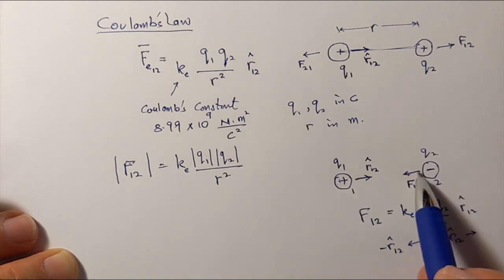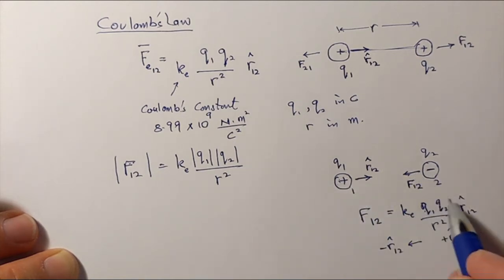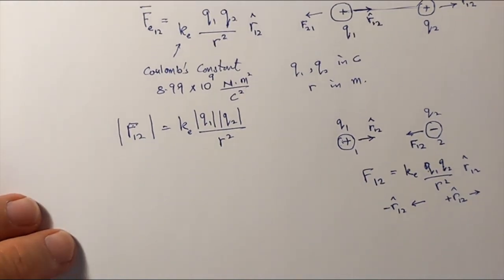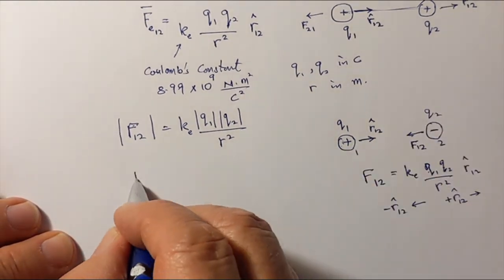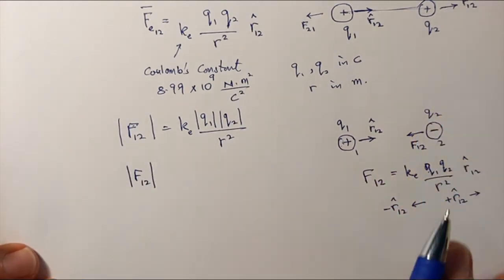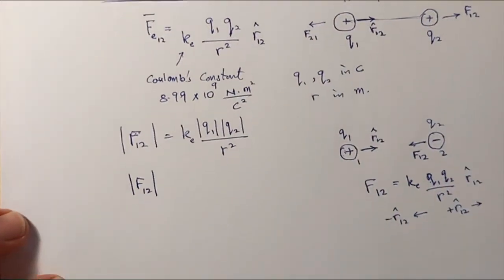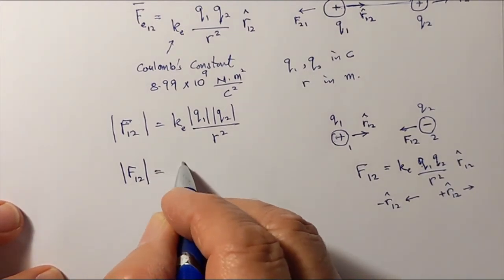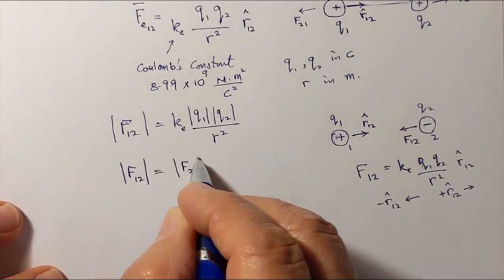And if both are negative, well, you have two negatives, they again become positive, and the force again becomes to the right. Another thing to note is that the magnitude of F12, which is here and to the right, is exactly equal to the magnitude of F21.